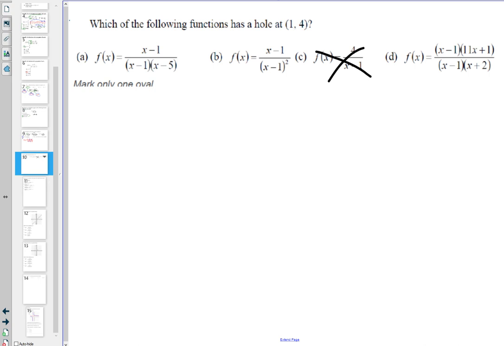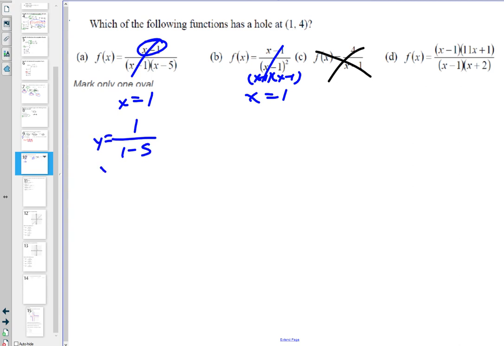Now, both A and B do have holes where x is 1. X minus 1 squared is the same thing as saying x minus 1, x minus 1. So they are going to have holes at 1. But when I plug that 1 back in, for this top one, when the entire numerator cancels, I have a 1 on top and a 1 minus 5 on the bottom. That gives me 1 over negative 4. That's not the same thing as 1/4.